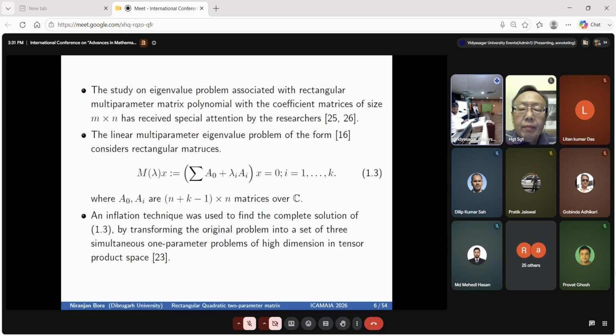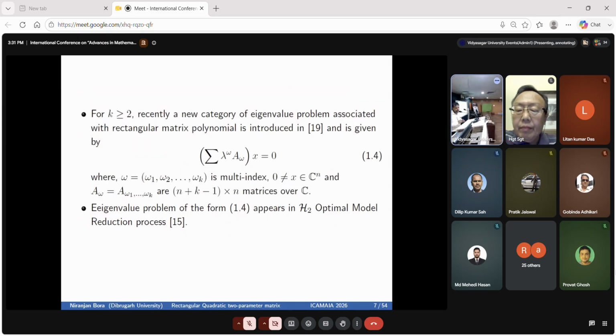So this I'd like to leave. Recently a new category of eigenvalue problem was developed. This is represented by equation 1.4, where omega is a multi-index and we have to find the non-zero vector x. This is called the eigenvector, and the coefficient matrices are rectangular in nature.